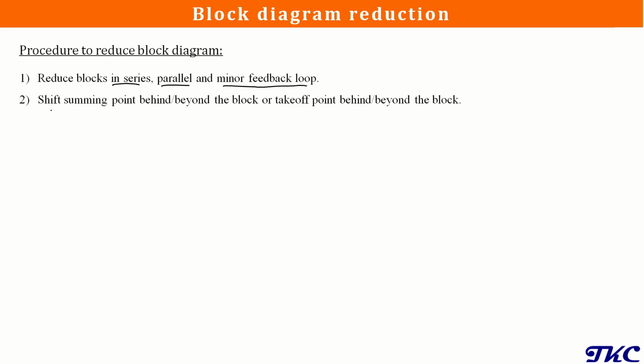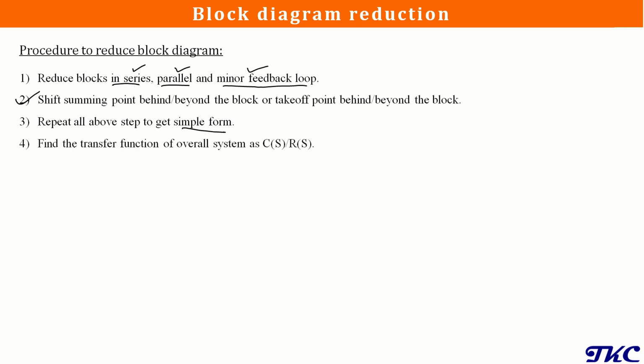That we can do by shifting the summing point behind or beyond the block, or the takeoff point behind or beyond the block. By applying these rules, we can create blocks in series, blocks in parallel and minor feedback loops. Once we create these blocks, we can again reduce them to a single block. We have to keep on repeating this step till we get a simple form. Once we get the simple form, we can find the transfer function of the overall system as C of S upon R of S, that is output upon input. So this is the procedure that we can follow.